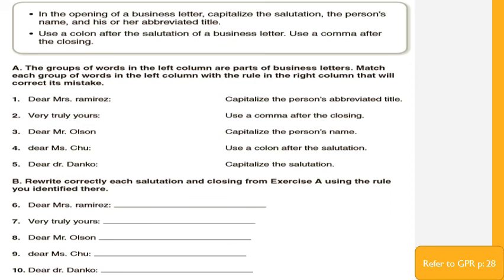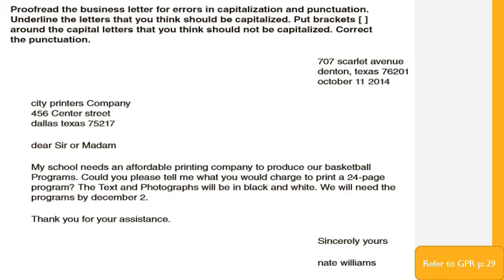Okay? In B, we have to rewrite all of it correctly if there are any mistakes in punctuation or in capitalization based on how we matched them in exercise A. Okay, now on page 29, you have to proofread the letter. You underline each mistake in capitalization or punctuation, or you put a bracket around it and you capitalize it or correct the punctuation above it.